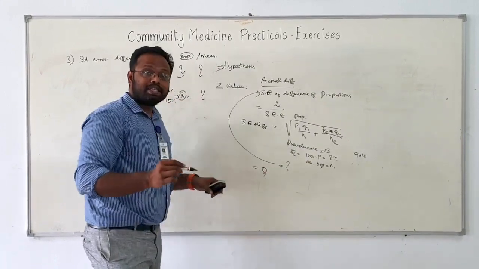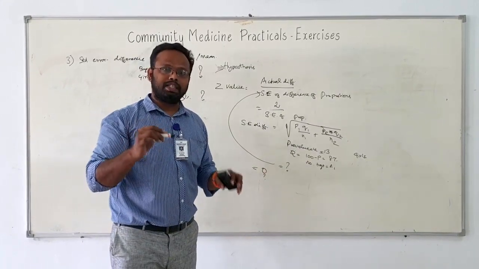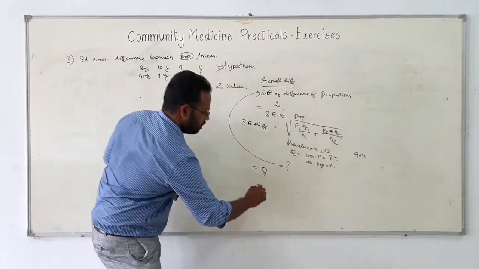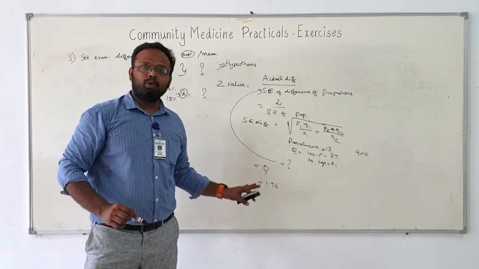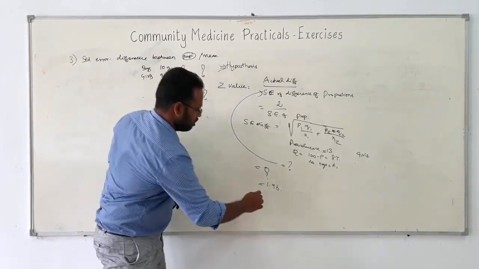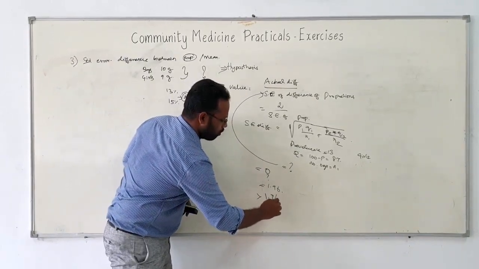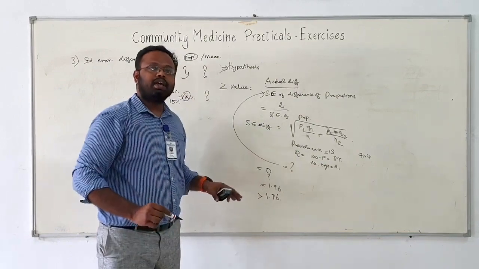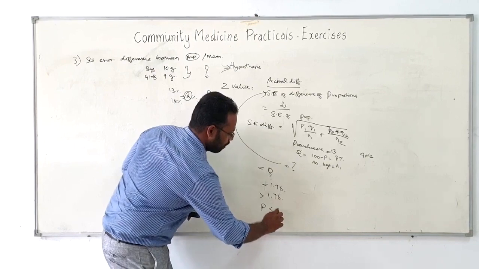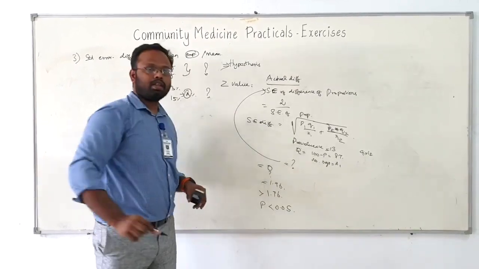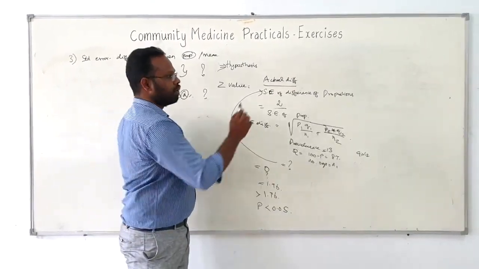Like how we said in chi-square, 3.84 is a magical number. Here, the magical number is 1.96. If the number is more than 1.96, then you say there is a significant difference. That is, p value will be less than 0.05. So this is for the proportion.